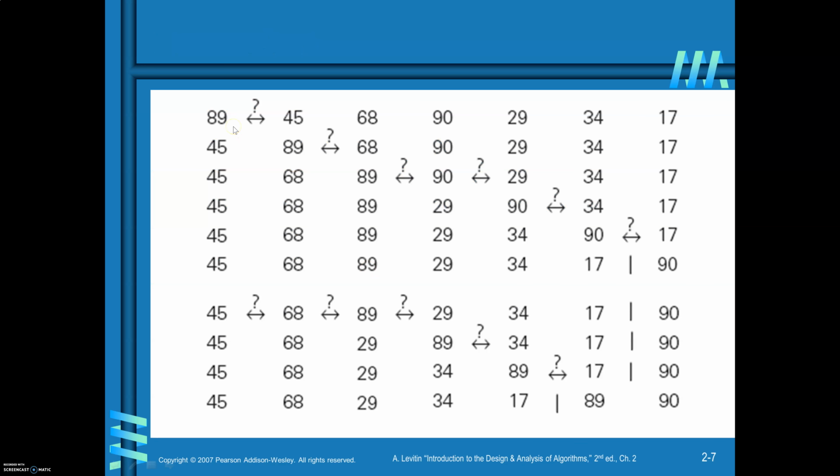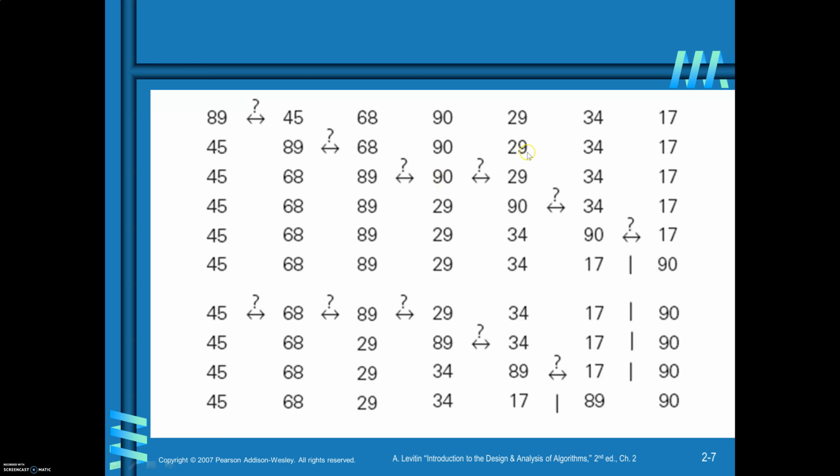Now take this example here. 89 is compared with 45. Actually this A0 must be less than A1, but it's not like that, so you have to swap. When you swap, the elements look like this. Again 89 with 68. A1 is not less than A2, so these two are swapped. Again 68 and 90. These two are in the order, so no swapping is done.